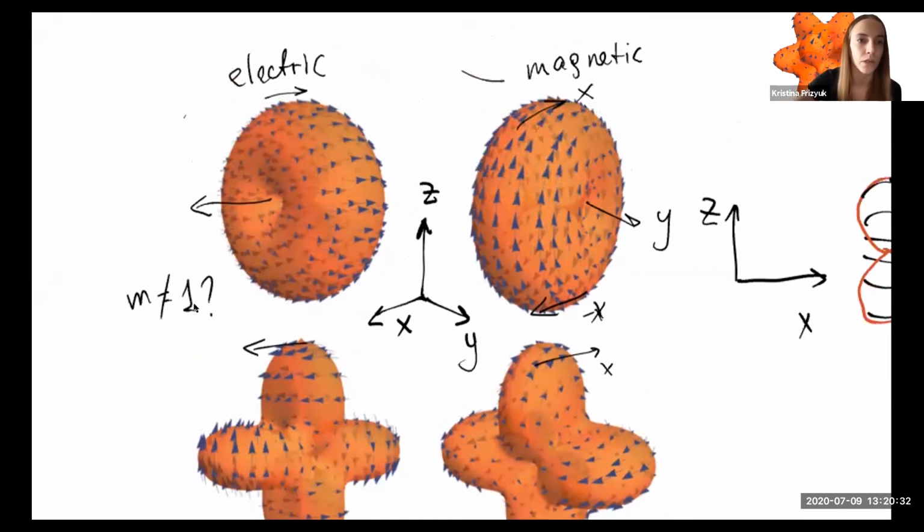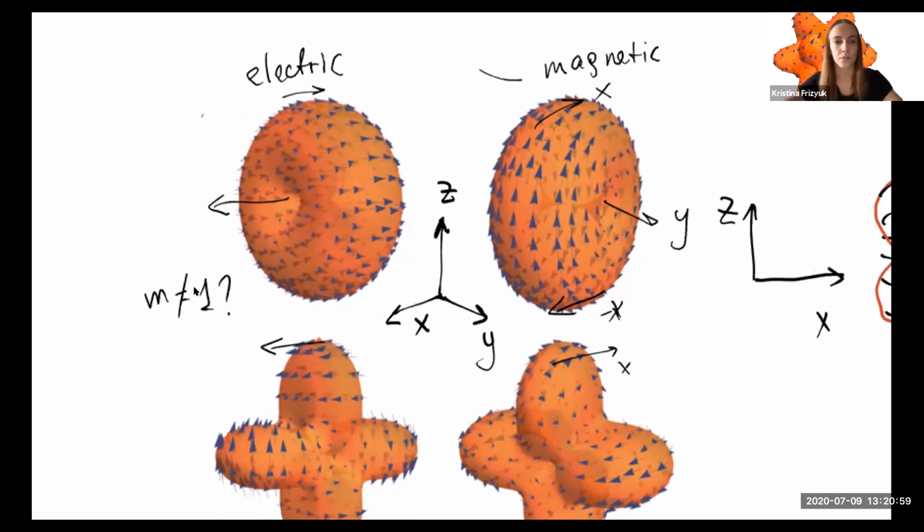I think the question doesn't work great. You can try to answer it in chat. What should we do to excite multipoles with m not equal to 1? Please answer in the chat.